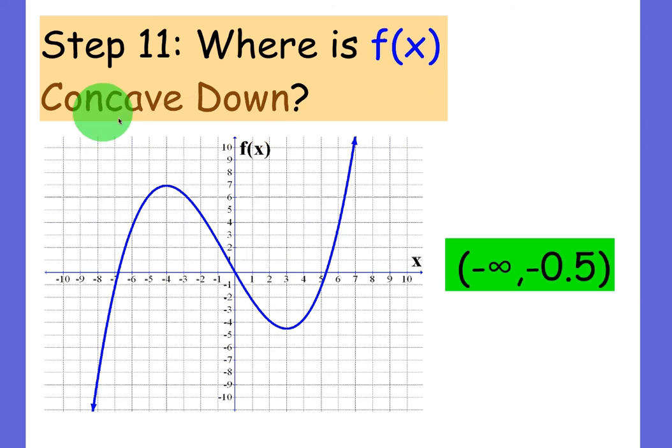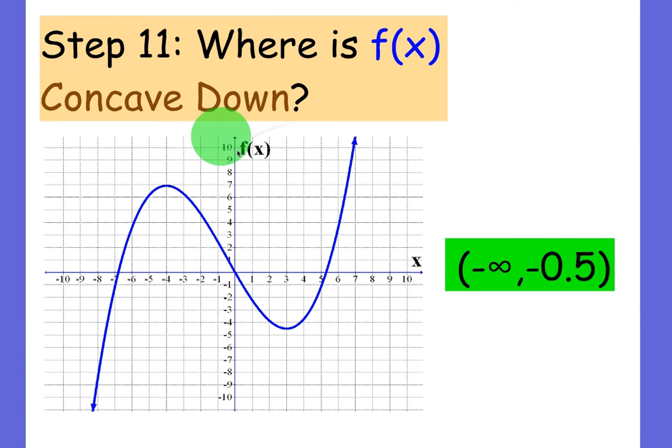Step 11, where is f of x concave down? Well, concave down means the water falls off. So from negative infinity to, we're going to guess, about -0.5, the water we pour on here, upside down u, would fall off. Another way of thinking about it is the slope of the tangent line is decreasing, becoming more and more negative. So this one's kind of tricky.